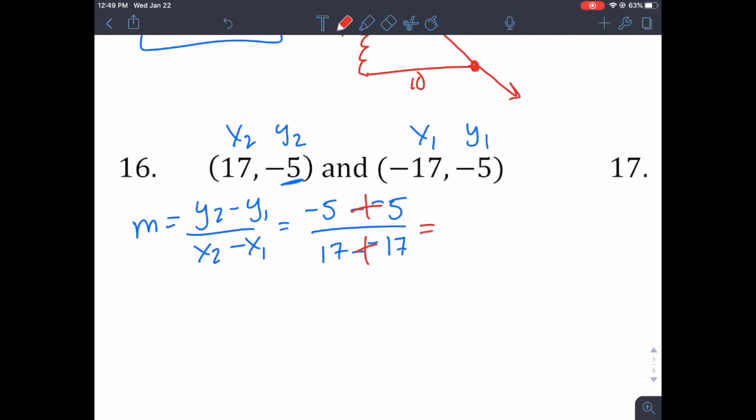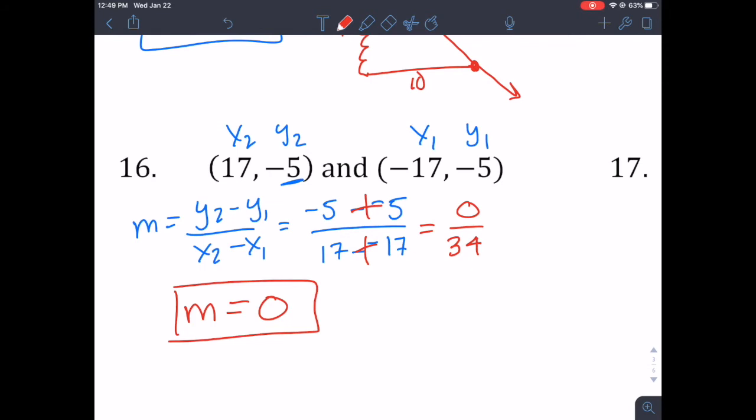On the top, negative 5 plus 5 is 0. On the bottom, 17 plus 17 is 34. 0 over 34, that means the slope is just 0. Wow, that's unusual, but don't hate on 0. 0 is a fine number.